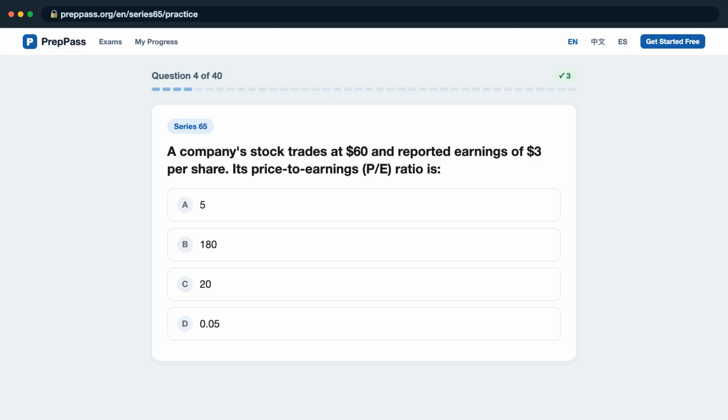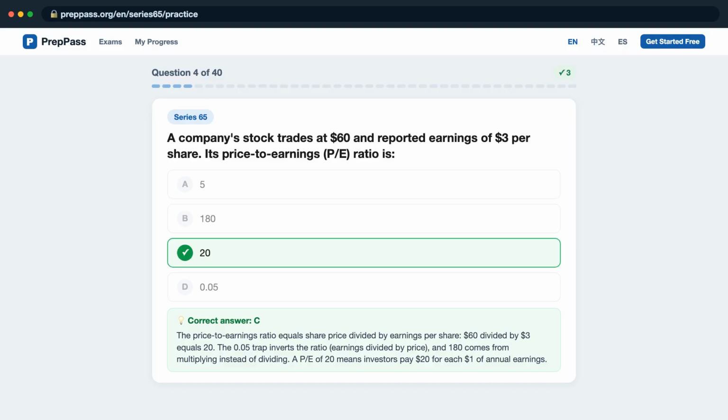Question 4. A company's stock trades at $60 and reported earnings of $3 per share. Its price-to-earnings (PE) ratio is, is it A, 5, B, 180, C, 20, D, 0.05? The correct answer is C.